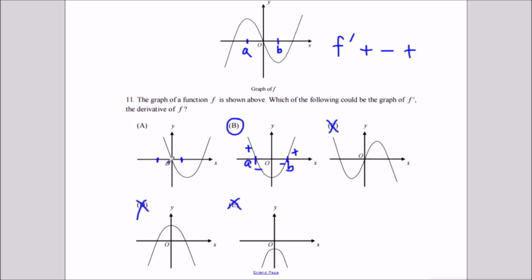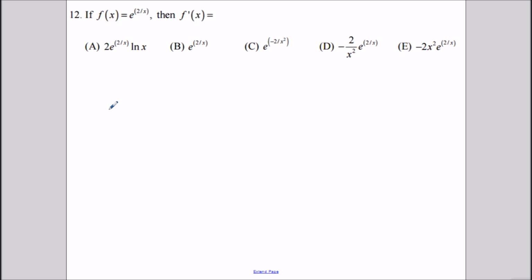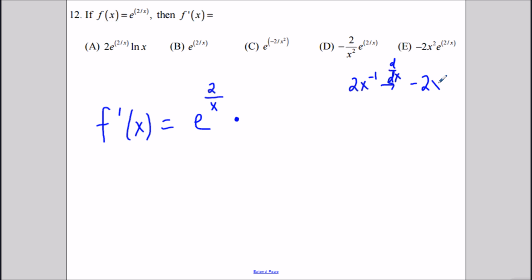Okay, for question 12, we have f of x equals e to the 2 over x, and we want to find the derivative f prime. So to find the derivative, we have f prime of x equals, and since it's e to a power, we have e to the 2 over x. But then we have to multiply by the derivative of 2 over x. Just know that 2 over x you could think of as 2x to the negative 1. So the derivative of 2x to the negative 1 would be negative 2x to the negative 2, which we could also express as negative 2 over x squared.